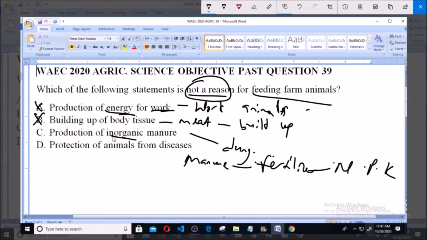In this case, it doesn't matter how much you feed farm animals, they will never produce inorganic manure, so it is not a reason for feeding farm animals. So it is the correct answer to this question.